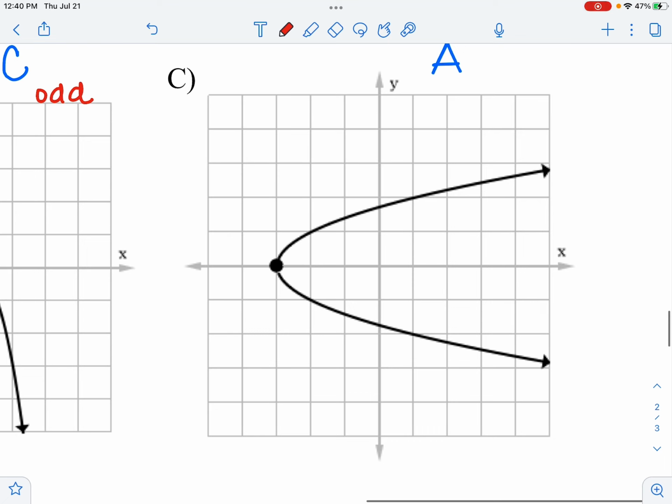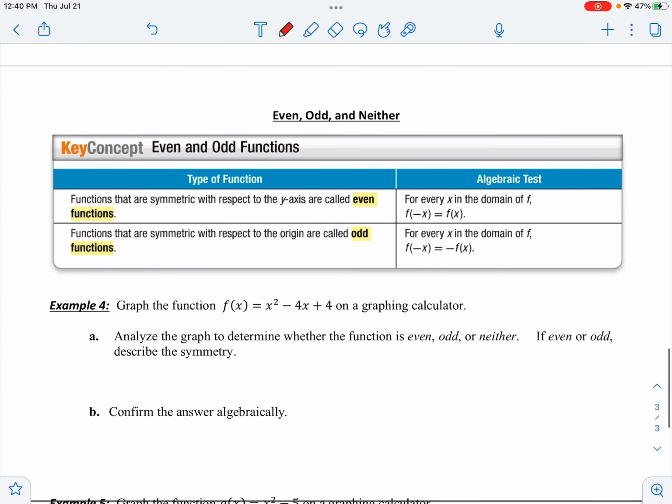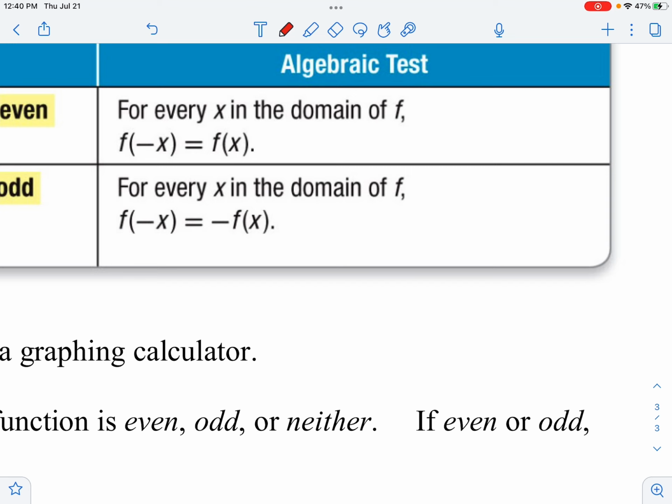And this is symmetric over the x-axis, which is not the y-axis, not the origin, so this would be neither. See that? All right, so that's how to tell from a graph. The other way is to tell algebraically, which is what we're going to do here. So to tell whether it is even algebraically, well, the process is the same.